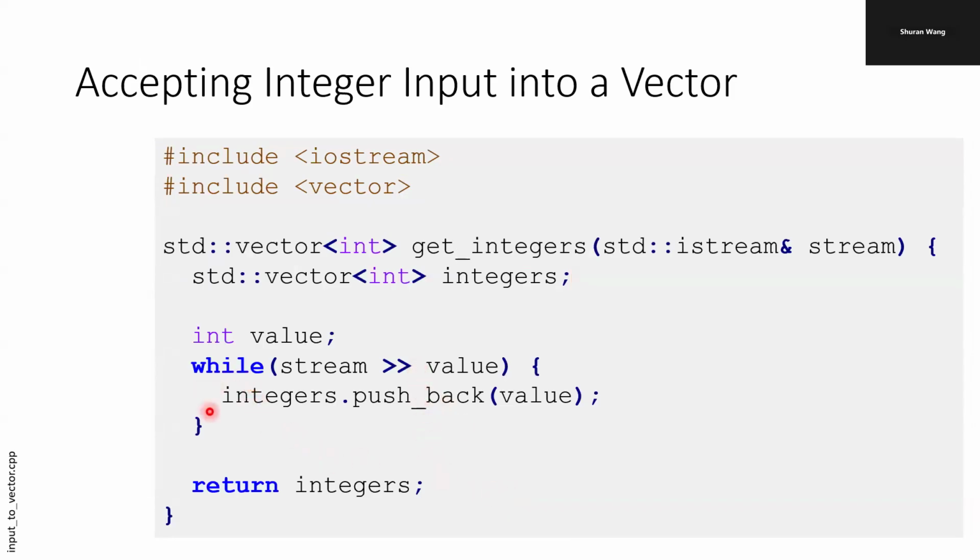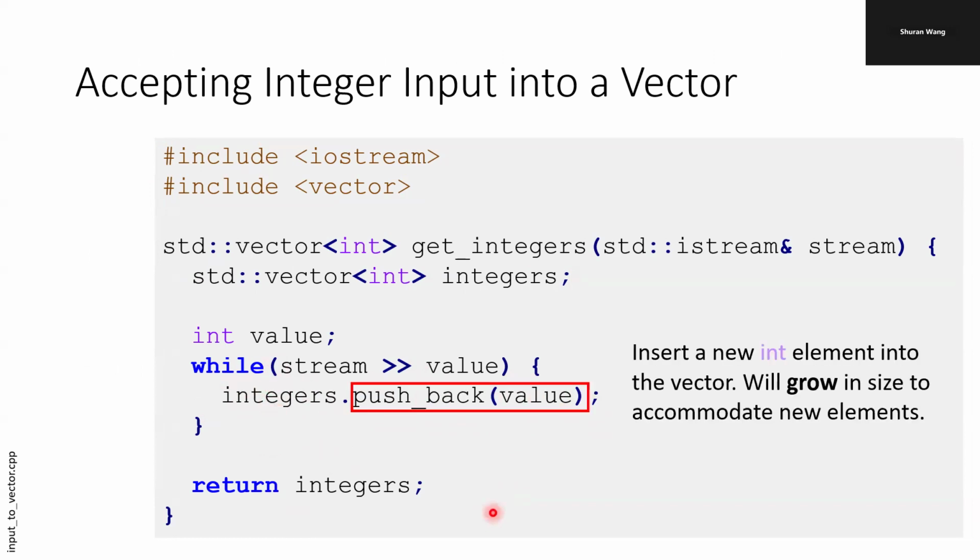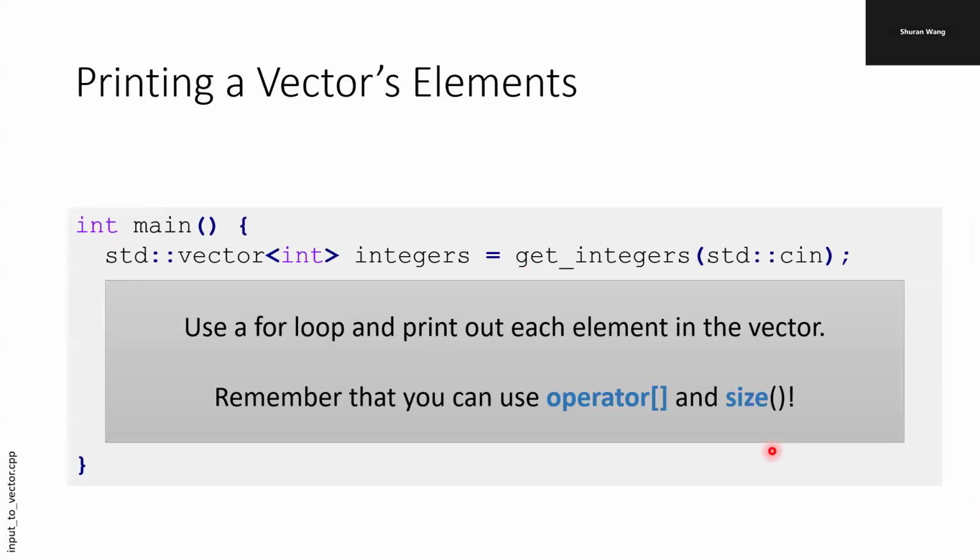So in this case, we push back all of the values into the vector and return the vector. And push_back will make the vector grow in size to accommodate new elements. So after we take in all of the integers into the vector, exercise 2: use a for loop and print out each element in the vector of integers using the operator square bracket and the size function.